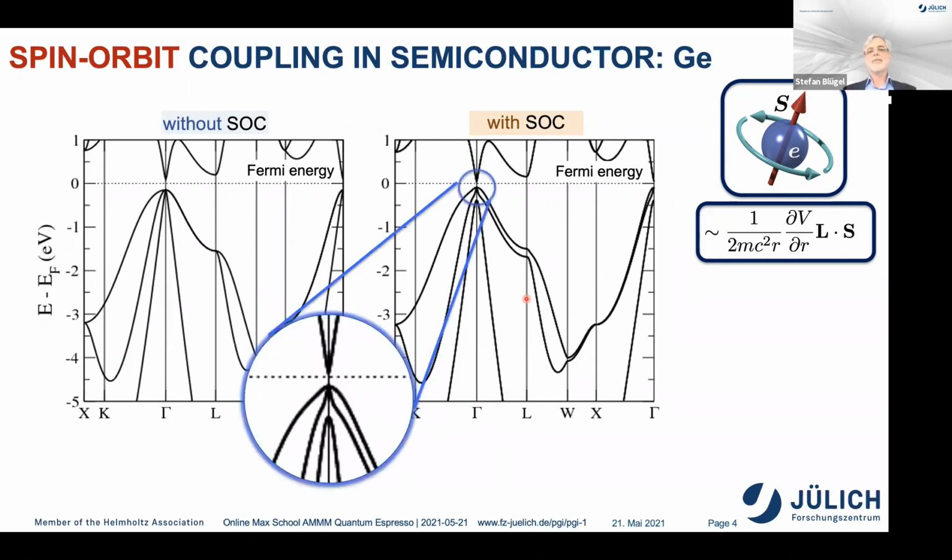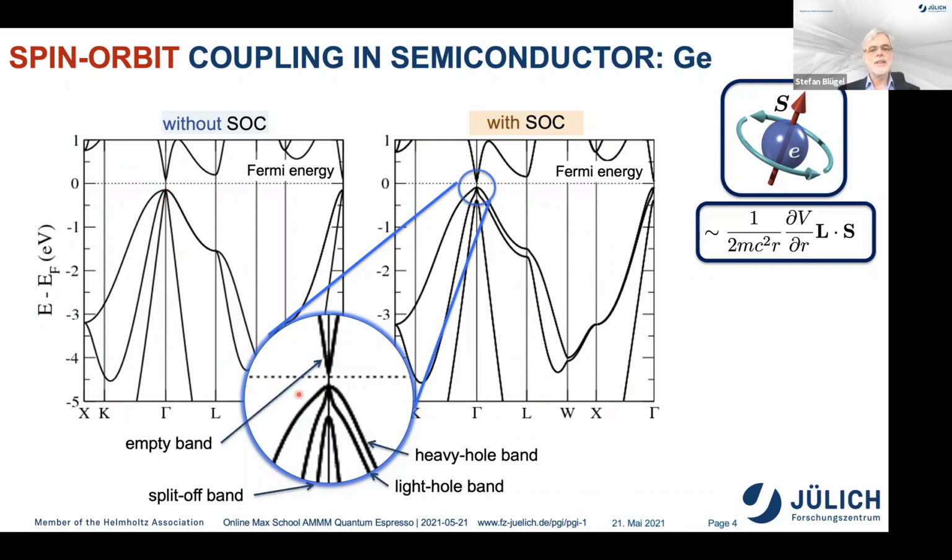If you look a little bit carefully, just at the valence band maximum, you see suddenly a small spin splitting, a band splitting, which you have not seen here. So if you look very carefully, you see the empty band, you see the valence band, and the valence band splits off into a split-off band, and a heavy hole and light hole band.